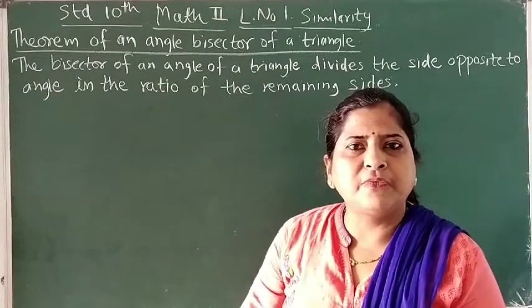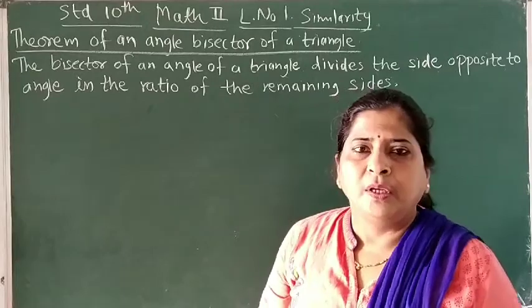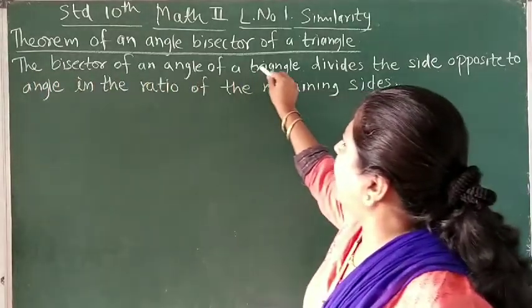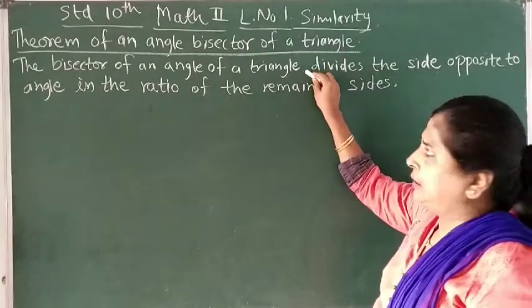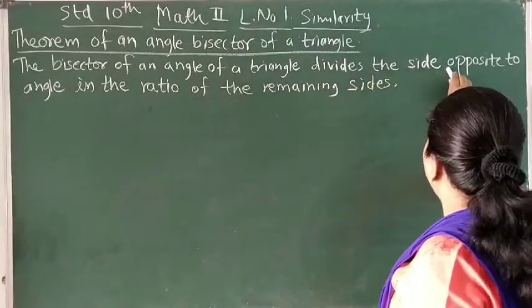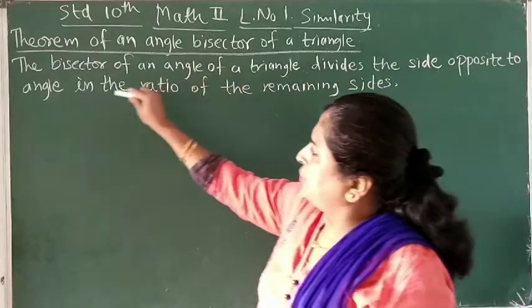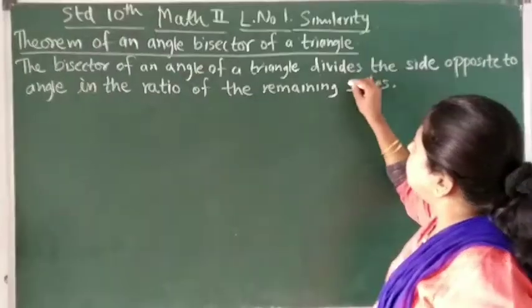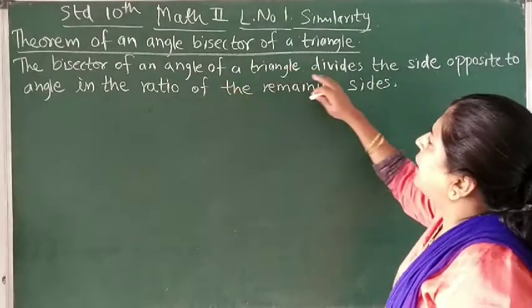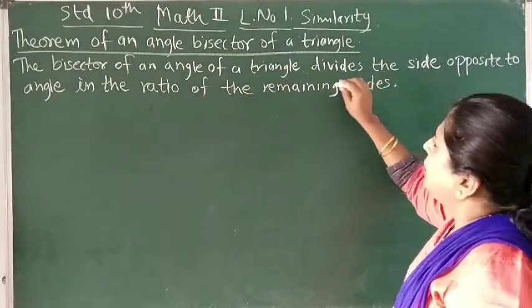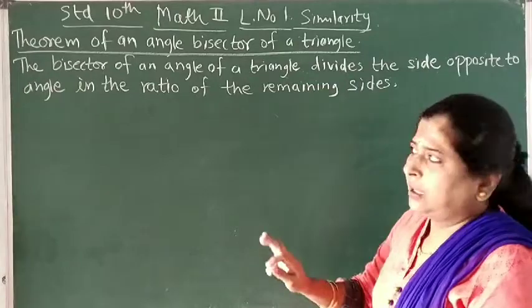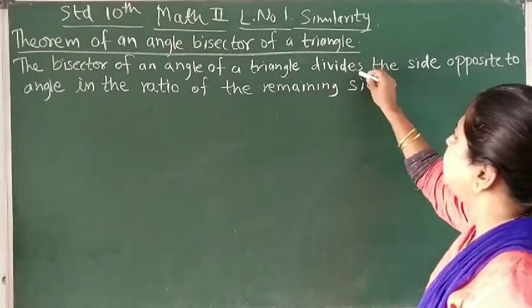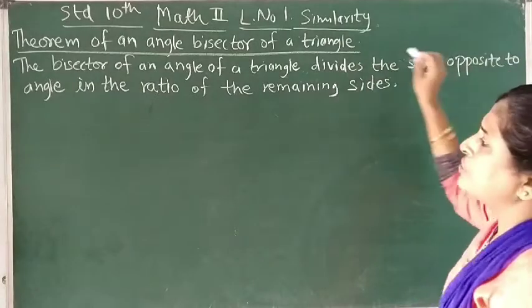So if we convert this statement into if-then form, we start like this: if the bisector of an angle of a triangle divides the side opposite to the angle. So there should be a triangle, and we should have a bisector of the angle. Now what happens? It divides the side opposite to the angle.